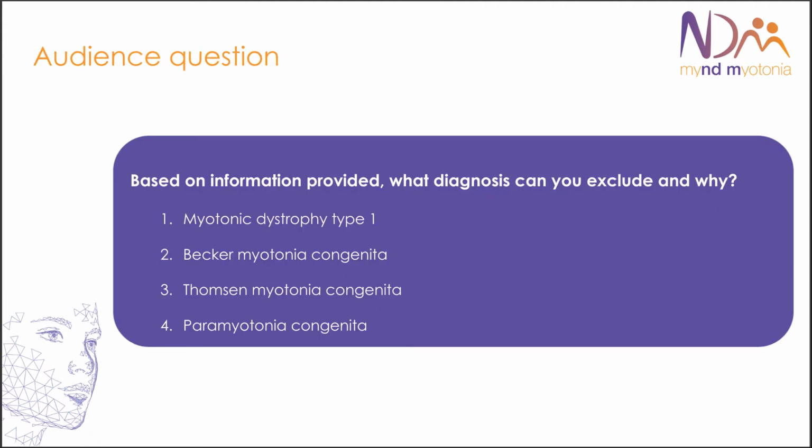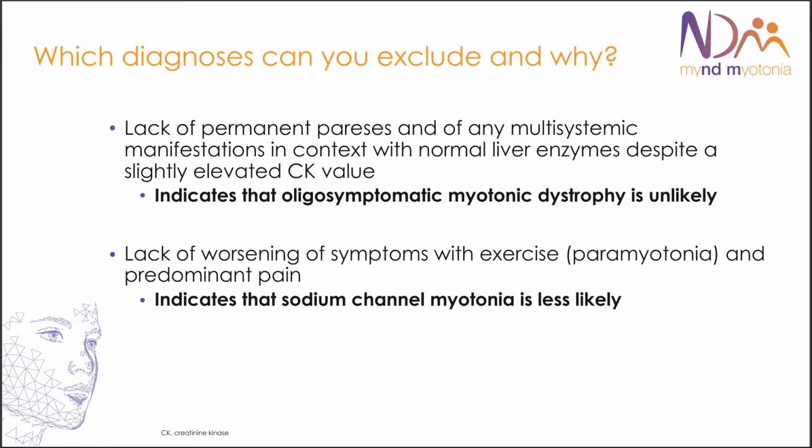So we have now the second question in my talk. Based on this information, so clinical and complementary tests, what diagnosis can you exclude and why? Perfect. 90% of you have already ruled out myotonic dystrophy type 1. That's good. In front of a patient that has lack of permanent paresis without any multisystemic manifestation and normal liver enzymes, even if the patient has a mild increased CK value, it indicates that oligosymptomatic myotonic dystrophy is unlikely.